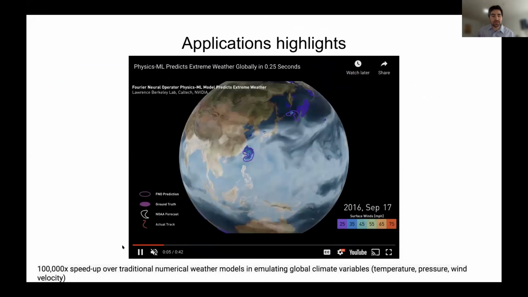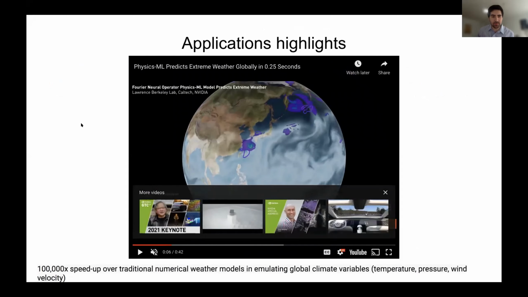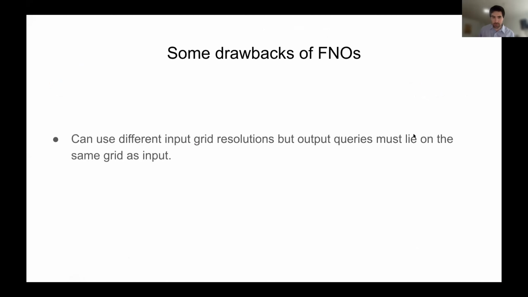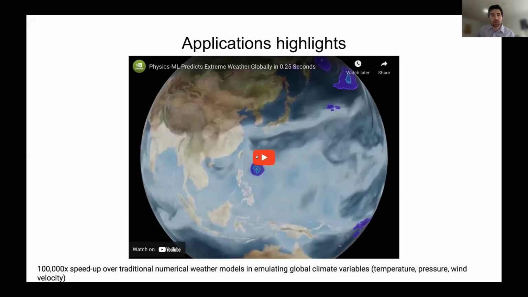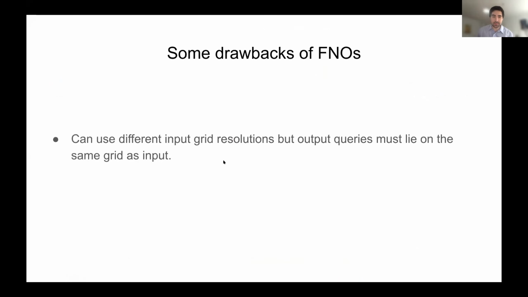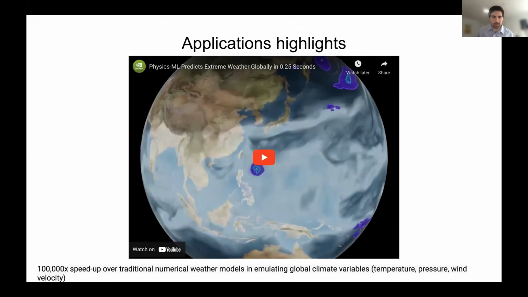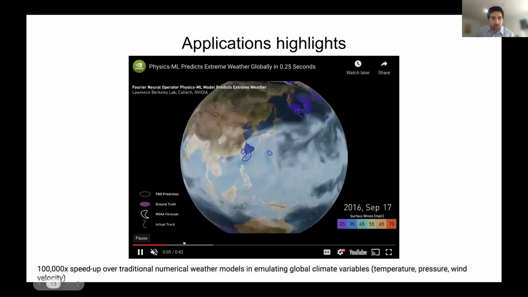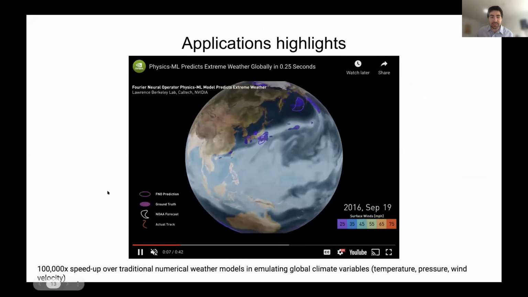Okay, so this is just an application highlight. This was from NVIDIA, I believe. And this was for modeling climate simulation for predicting the path of a hurricane using a grid of data over the surface of the Earth. And we do see some pretty impressive prediction.